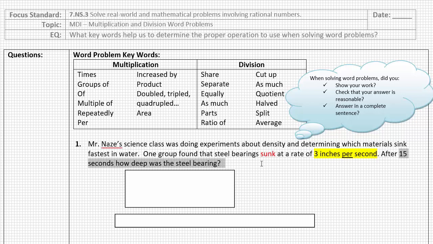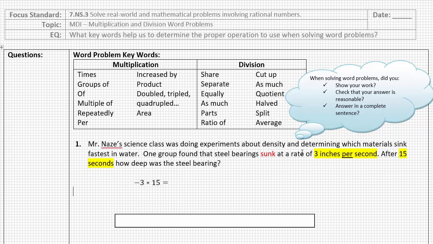And we also know that we're talking about 15 seconds. So that's important too. So the problem that I would probably set up to solve this, let's see if you agree, I would write down negative 3 times 15. Because it's sinking at 3 inches per second, that's a negative 3. Per tells us to multiply. We're taking the distance times the time, and the time that we were given was 15 seconds, so times 15.